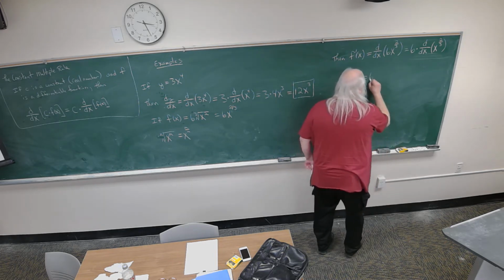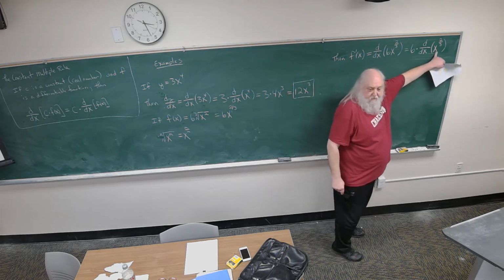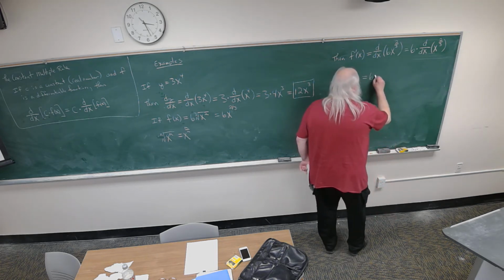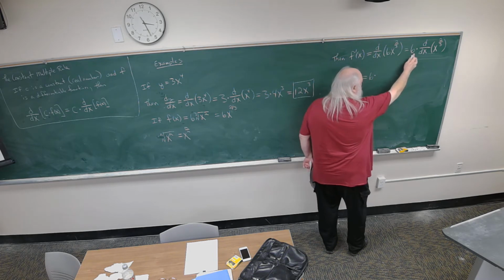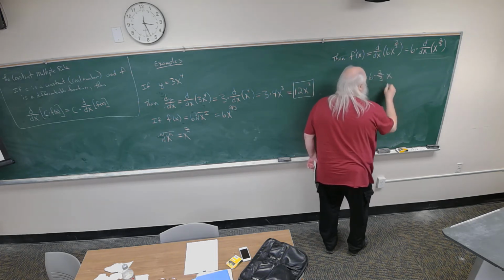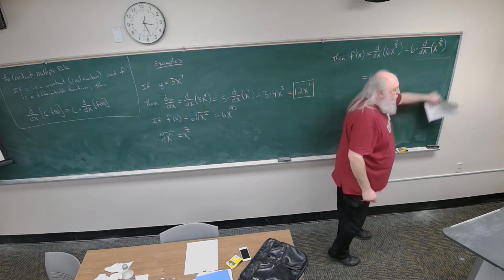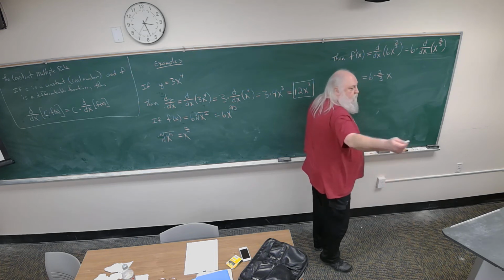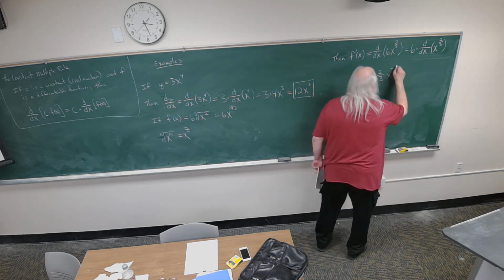And now you can apply the power rule to x to the 2/3, right? Bring the 2/3 down in front of the x. The 6 is just a multiplicative constant. Bring the 2/3 down in front of the x, and then subtract 1 from the exponent. 2/3 minus 1 is equal to negative 1/3.